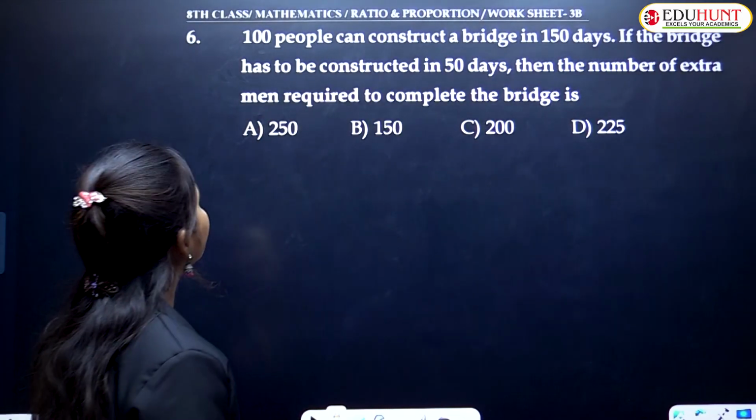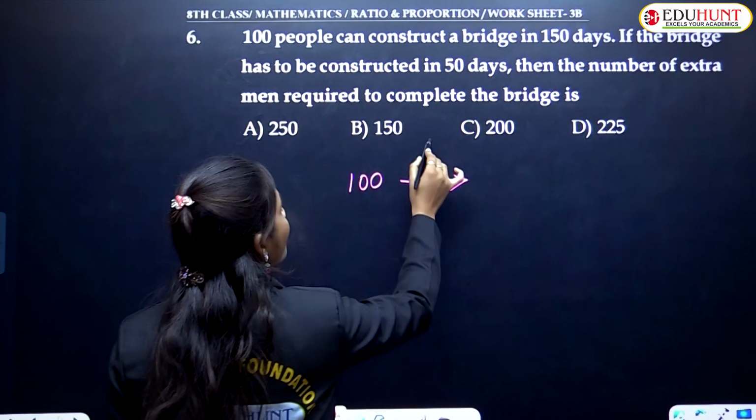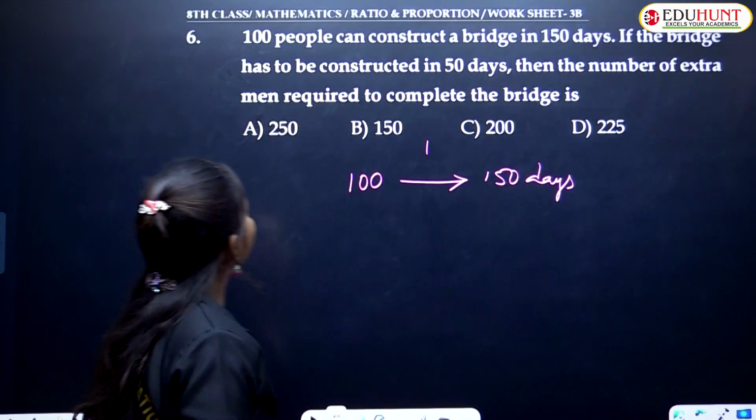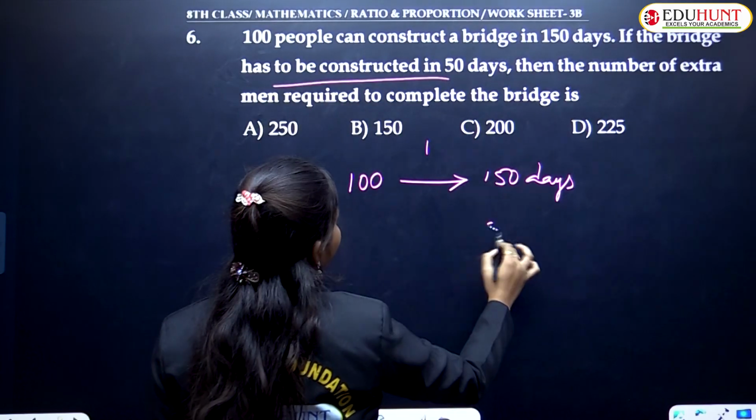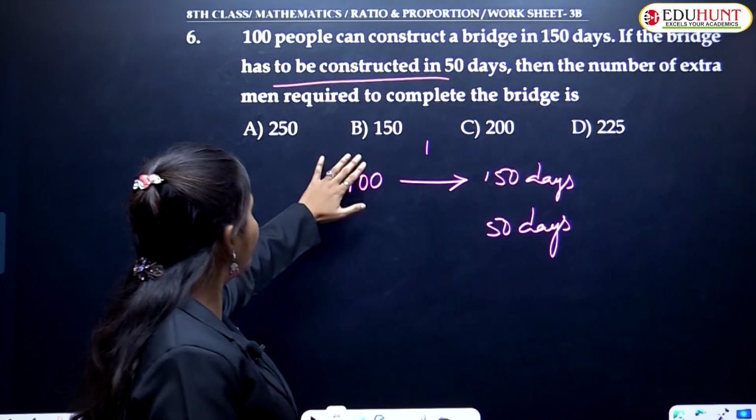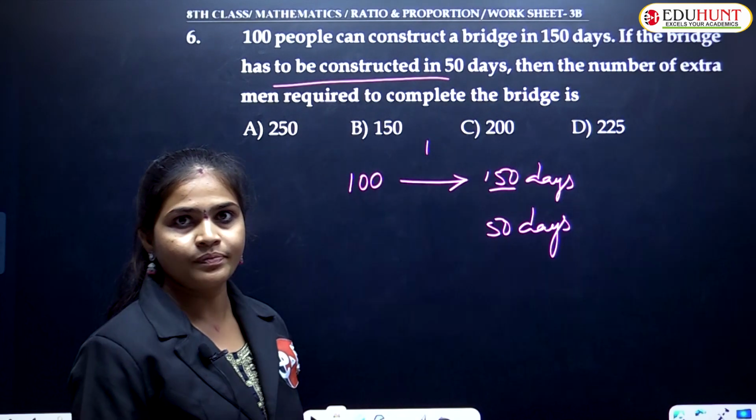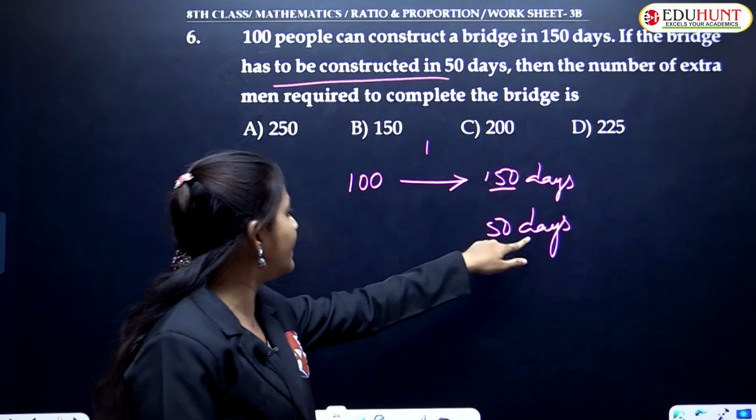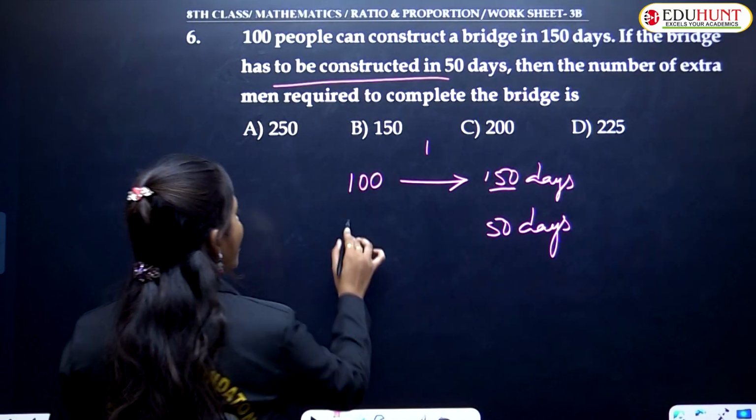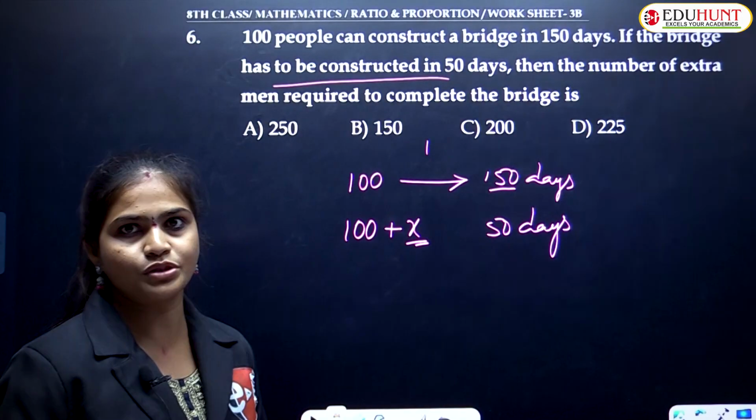100 people can construct one bridge in 150 days. If the same bridge has to be constructed in 50 days, then how many more people are required here? So how many more people means 100 plus x. This x value we need to find out.